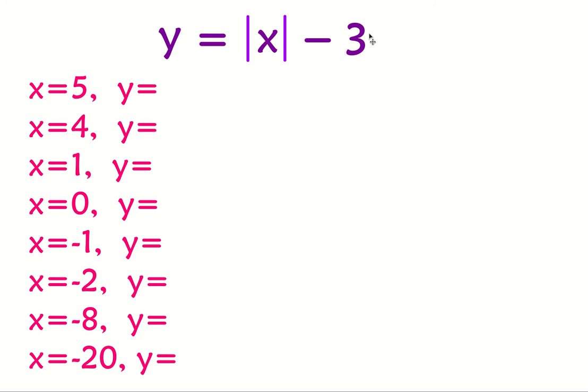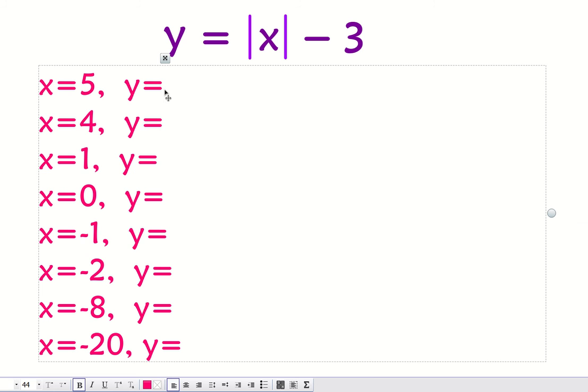In other words, you take the absolute value of something and it makes it positive, if it's not already positive. So the absolute value of 5 is just 5, minus 3. 5 minus 3 is 2, right? And then when you plug in 4, absolute value of 4 is just 4, minus 3 is 1. Absolute value of 1 is just 1, minus 3 is negative 2. And if you plug in 0, y is going to end up being negative 3.